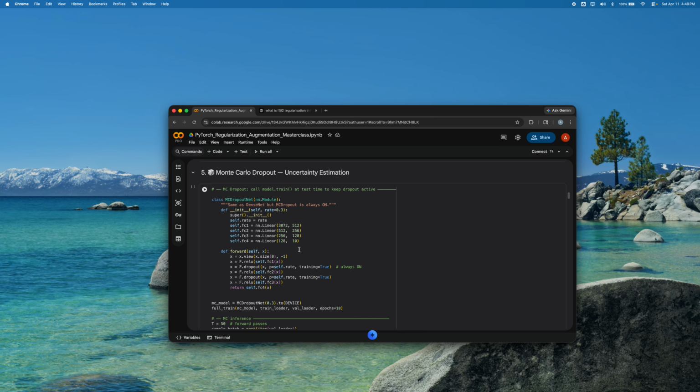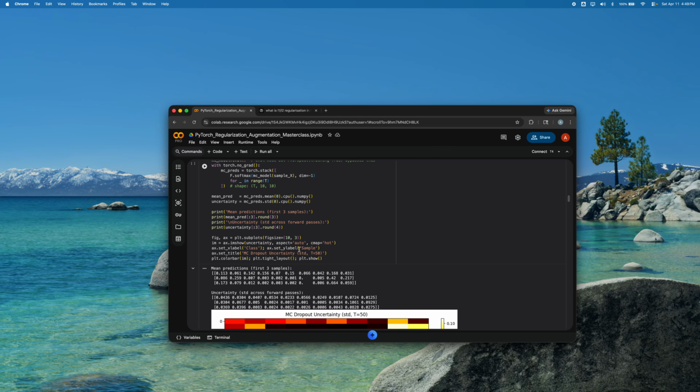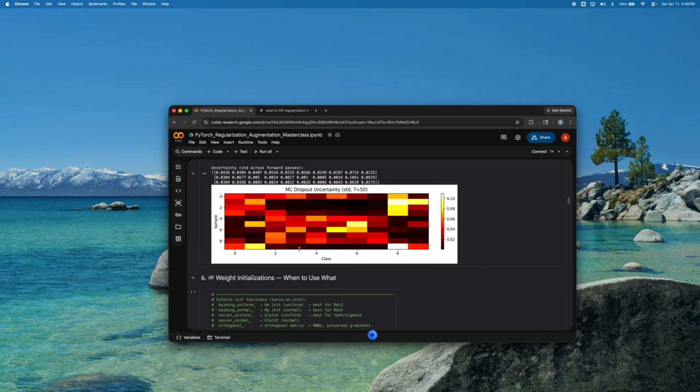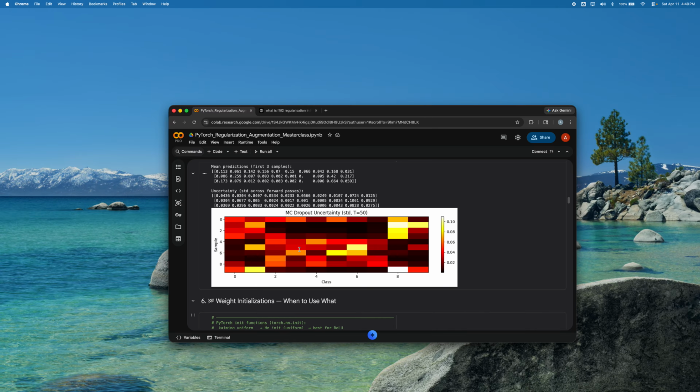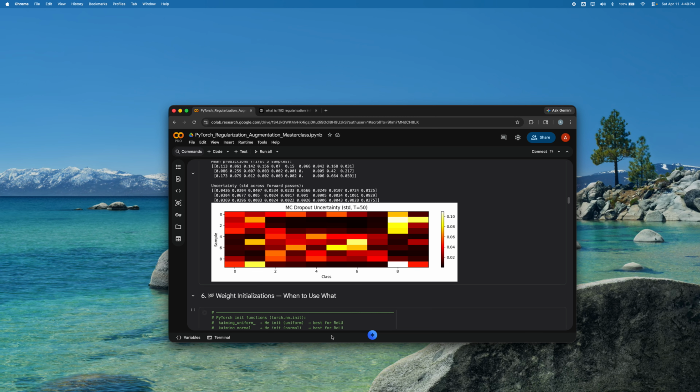This notebook visualizes this uncertainty as a heat map. The trick in code is forcing dropout to stay on even at inference time by using F.dropout, and not just model.train.